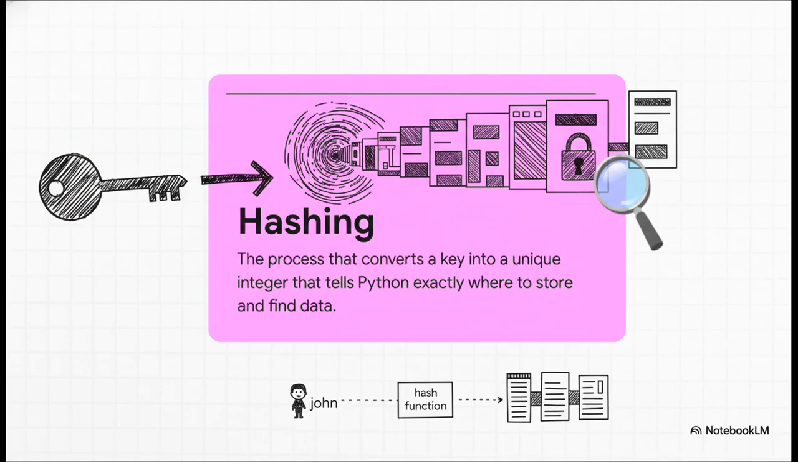Well, the secret sauce is a process called hashing. Hashing is just a special, consistent recipe that takes a key, like the word John, and instantly turns it into a number. And that number is like the page number. It's an address that tells Python exactly where to store and find the data associated with John.